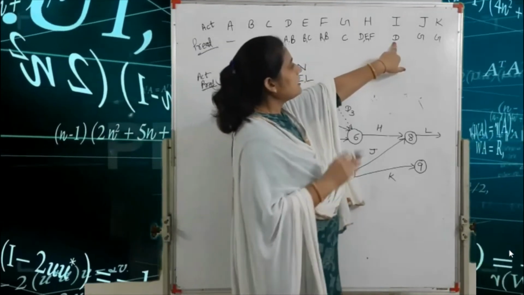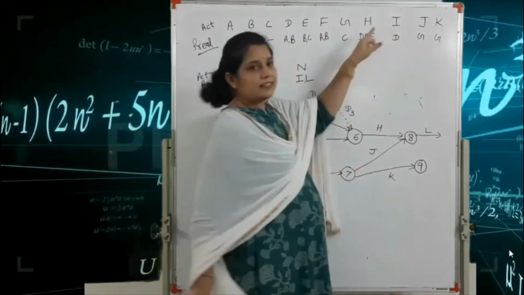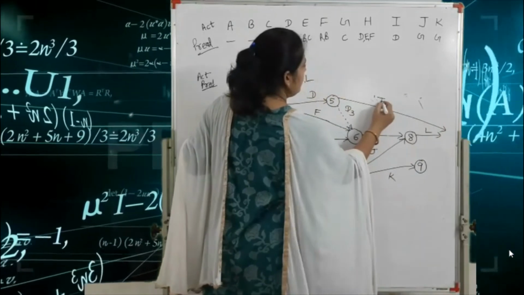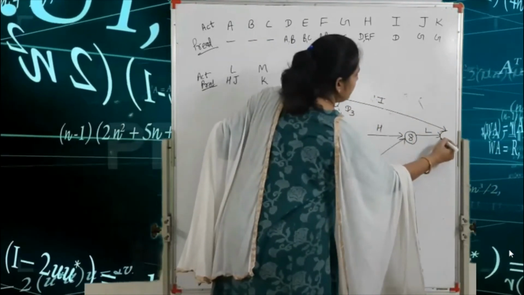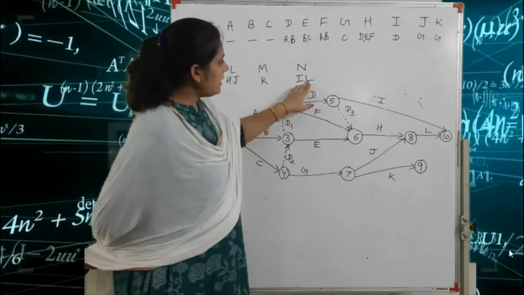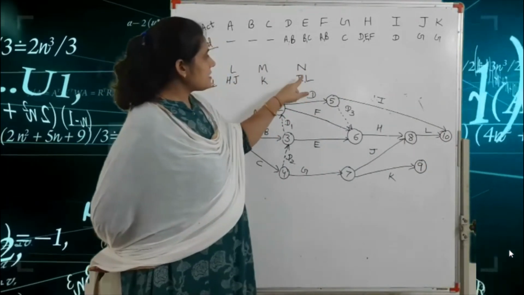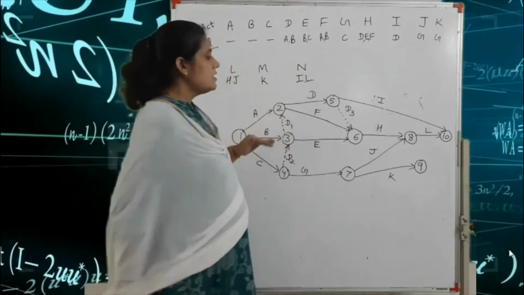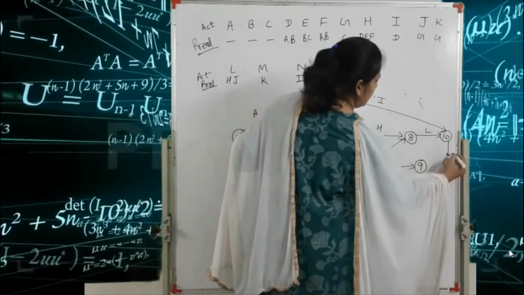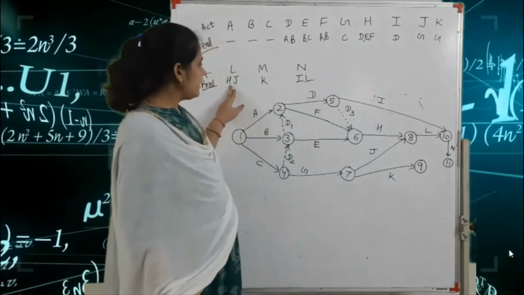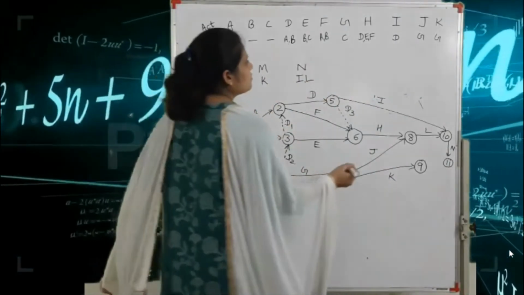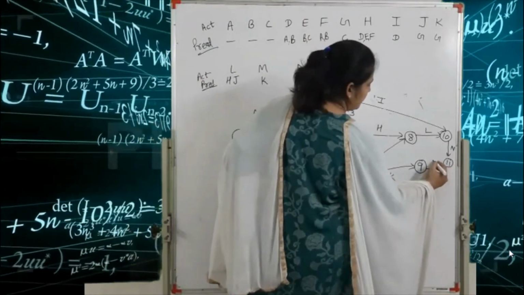So here B completed, then we start the I activity. So we merge here the I activity, and there is node number 10. Got it? That means I and L activities are completed, then the N activity starts. So we write here the N activity. And K activity is completed, then the M activity starts. So we write here the M activity.